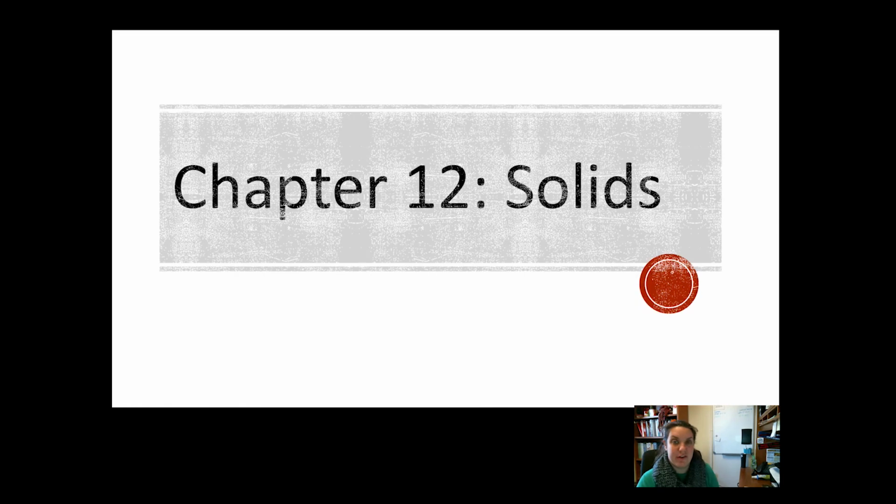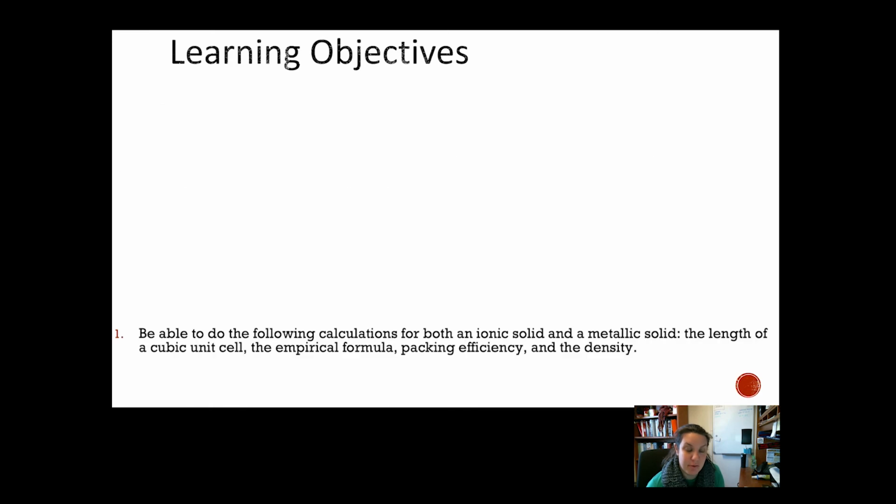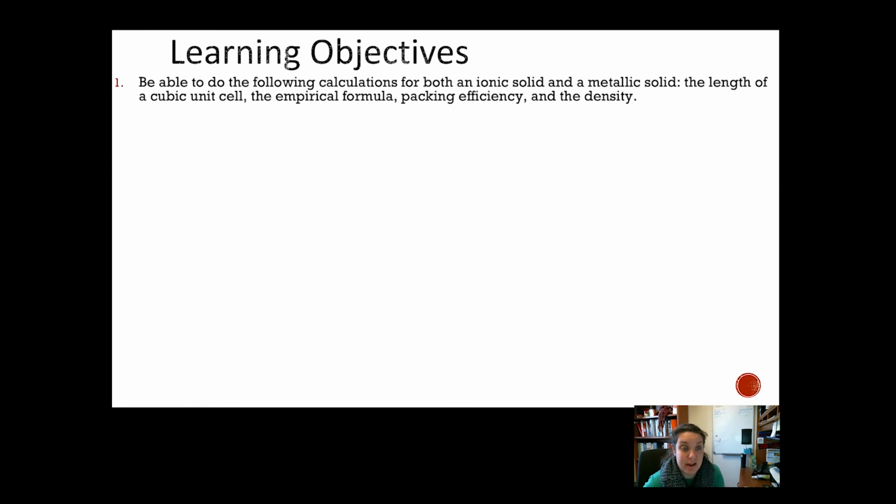Hello. So today we're going over the rest of chapter 12. So we're going to look at the rest of the types of solids and some more calculations. Our learning objectives today is we want to be able to do calculations for both ionic and metallic structure. Those include density calculations, length of a unit cell, empirical formula, and packing efficiency.